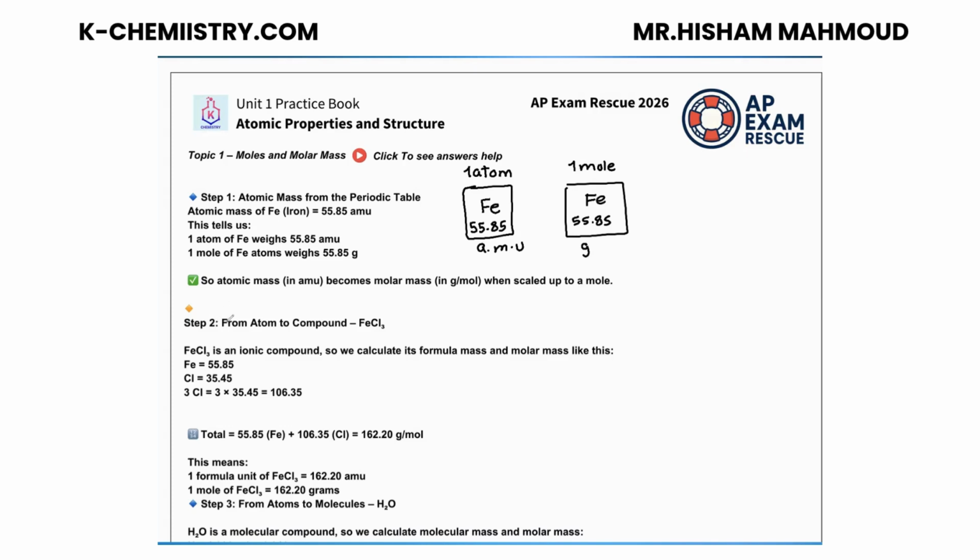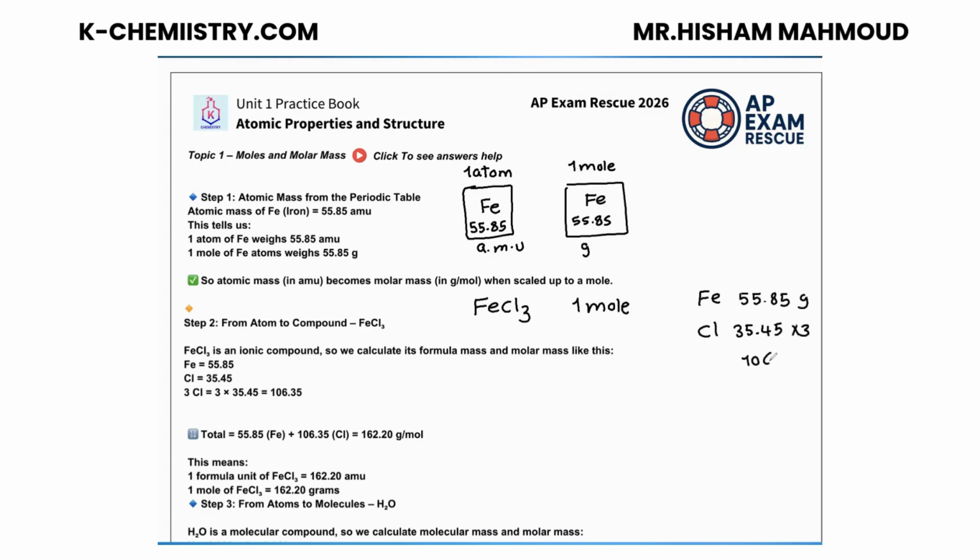If we want to move to step 2, we want to make a compound now. Like if I have FeCl₃ and I need to know the mass of 1 mole of this compound. This is an ionic compound, so we calculate its formula mass. If you don't know what formula mass is, please watch video number 1. And molar mass is, so I have Fe, one atom only. The mole of iron is 55.85 grams. And for Cl, it is 35.45, but this is multiplied by 3.